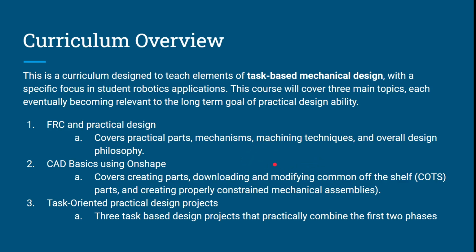So, and then we also create properly constrained mechanical assemblies in order to incorporate these parts into a proper robot, right? And then lastly, we're going to combine units 1 and 2, doing task-oriented practical design projects. So that's using these practical design elements plus CAD, right, to create some designs that can solve a task.